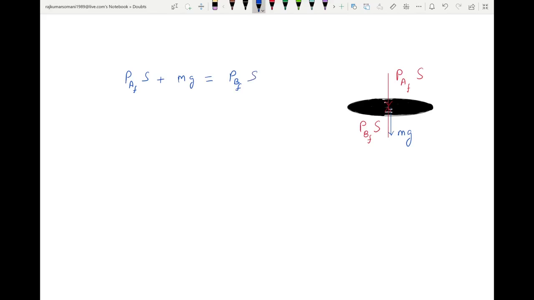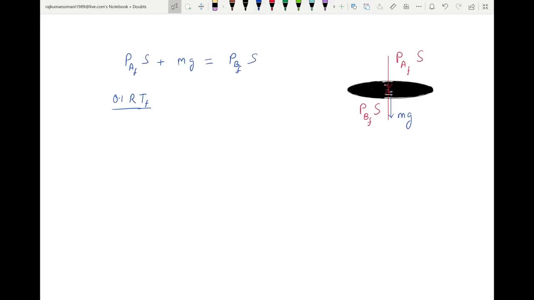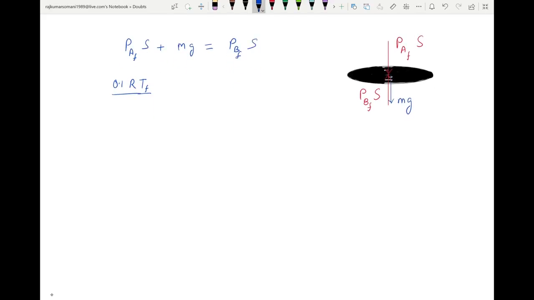Now again we are going to use the ideal gas equation to substitute P_A F and P_B F, and that is going to be number of moles times R times final temperature, which is going to be the same for A and B, divided by volume. For A it is going to be 4 plus XF times surface area, into surface area, plus M g, given as 8.3 into 10, is equal to 0.1 R times final temperature for chamber B, where volume is going to be 4 minus XF times surface area, into surface area.